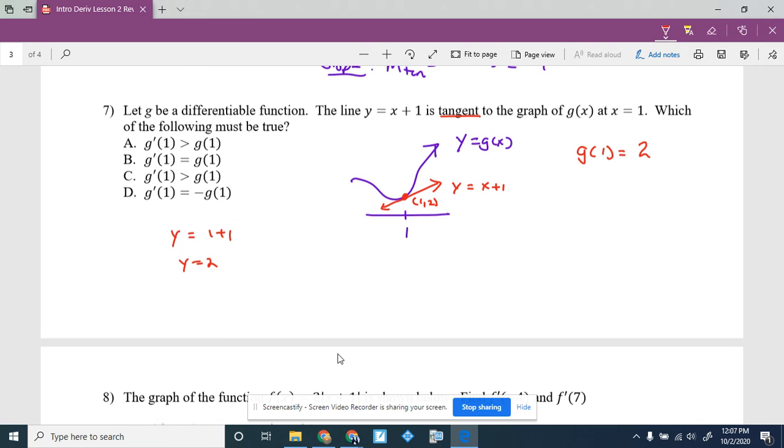So you're like, all right, what about g prime of 1? Again, do you understand what g prime of 1 is? G prime of 1 is the slope of the tangent line on the graph of g at x equals 1. Well, you have the tangent here. In fact, they told you its equation. So the slope of the tangent line at x equals 1 is going to be the m in mx plus b, right? That's 1. So now, oh, okay, 1's less than 2. G prime of 1 is less than g of 1.